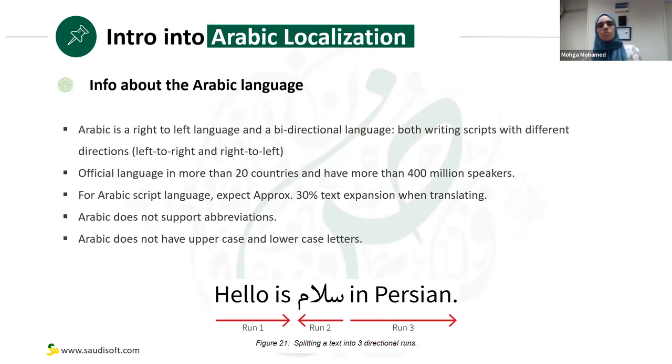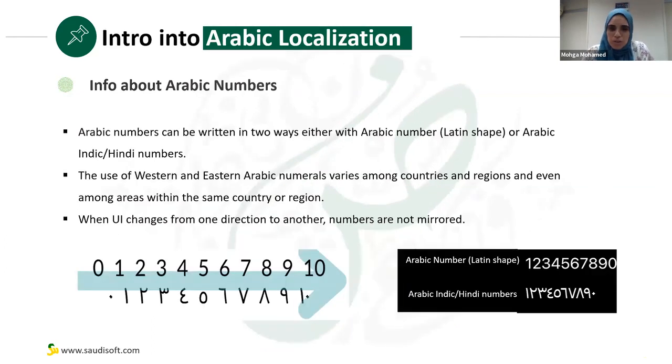When it comes to numbers in the Arabic language, they can either be written with Arabic numbers in Latin shape or Arabic-Hindi numbers, the use of which varies among countries and regions and even among areas within the same country or region. What we have noted recently is that most e-commerce websites use Latin shapes. And one of the important facts to remember is that numbers in Arabic localization are not mirrored.